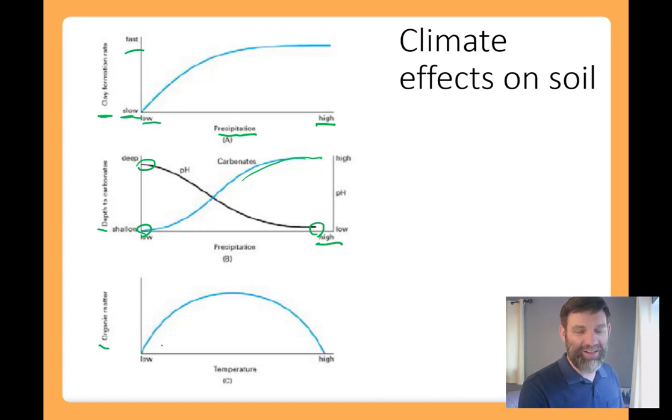Organic matter, this one gets a little complicated, and this is a temperature graph. With precipitation, you generally expect more water, more plant growth, more organic matter.